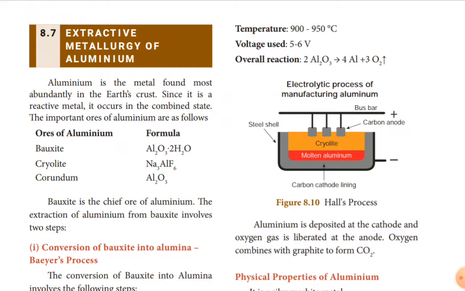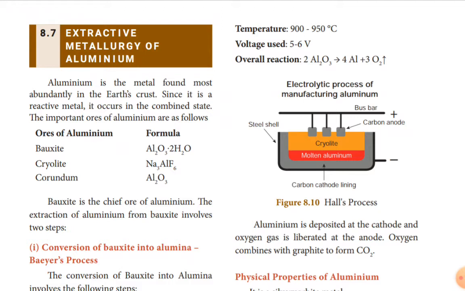Out of these three ores, all three can be used for the extraction of aluminum. But out of these three, bauxite is the chief ore because bauxite is obtained abundantly, and the metal proportion is more in bauxite compared to the remaining. So bauxite is selected as the chief ore out of these three ores.